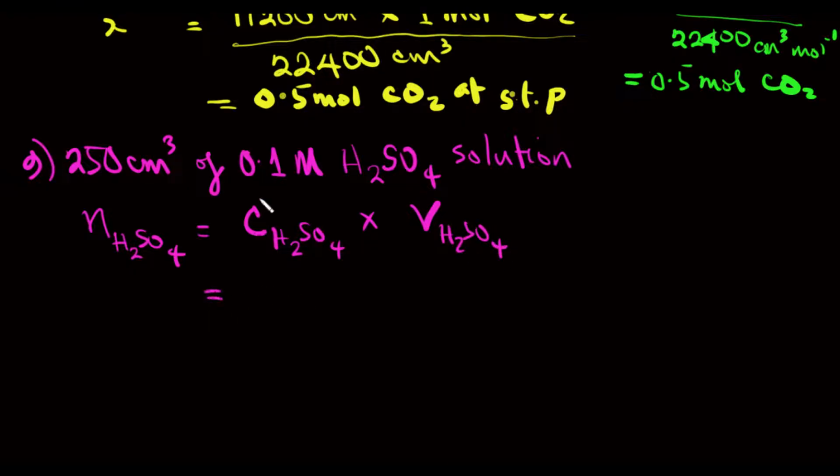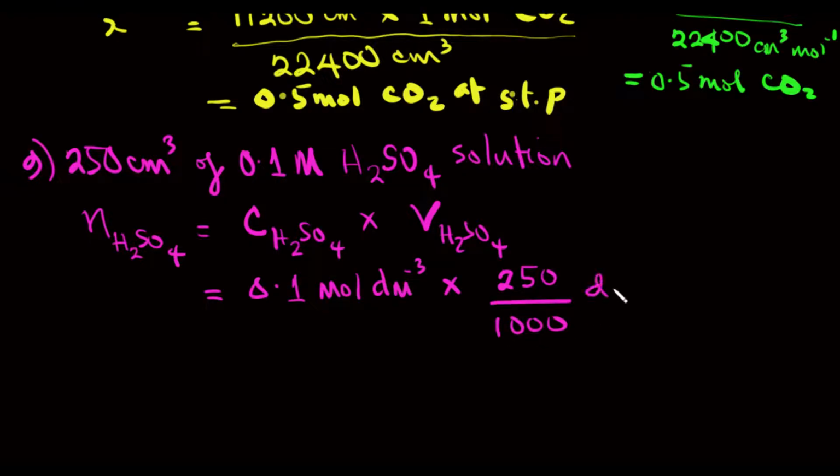What's the concentration? Given concentration is 0.1 moles per dm cube, times the volume. The volume must be converted to dm cube. So it'll be 250 over 1000 dm cube. Okay. If we evaluate this, we obtain 0.025 mole of H2SO4.